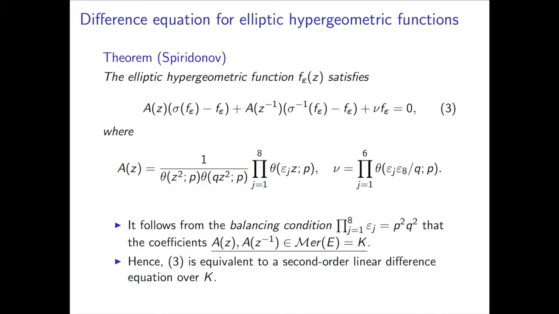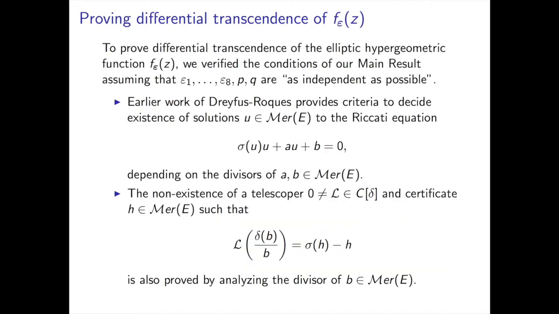If we didn't have access to what the divisors were, we wouldn't have been able to test the conditions of the main result. Similarly, for the non-existence of the telescoper, we show that it doesn't exist, again by analyzing the divisor of this d log b, which we know. So it was essential that we knew it. And in showing that a U like this does not exist and a telescoper like this does not exist, the condition that the parameters epsilon and the p and the q were as independent as possible was essential.